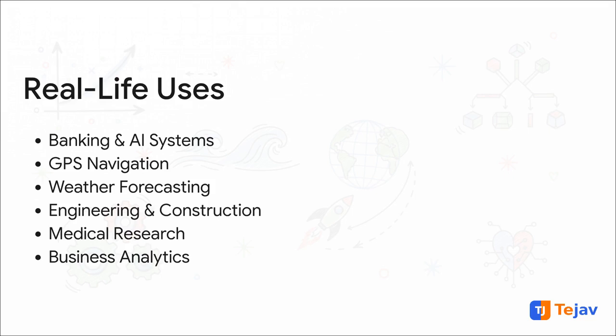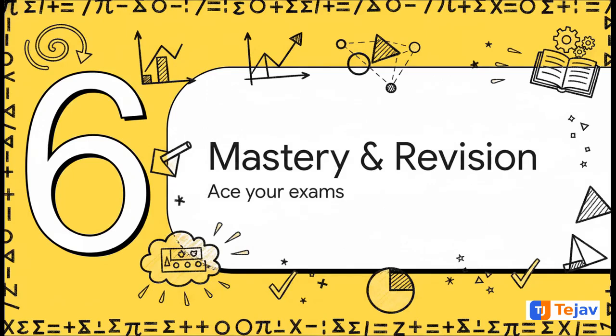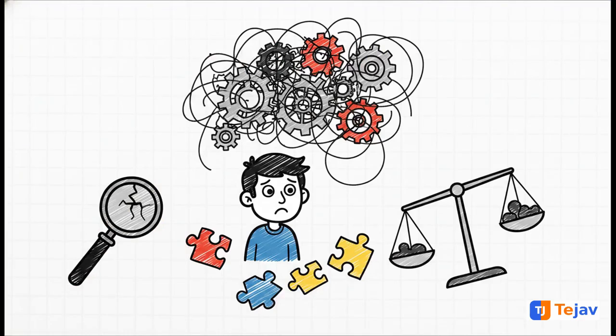Get this, even the algorithms deciding your YouTube recommendations right now rely on this exact kind of math to predict what you'll want to watch next. Pretty wild, right? Finally, the most valuable part for your grades. Section 6, Mastery and Revision. First off, let's talk about the pitfalls you need to actively avoid. Here are the top 5 common mistakes.